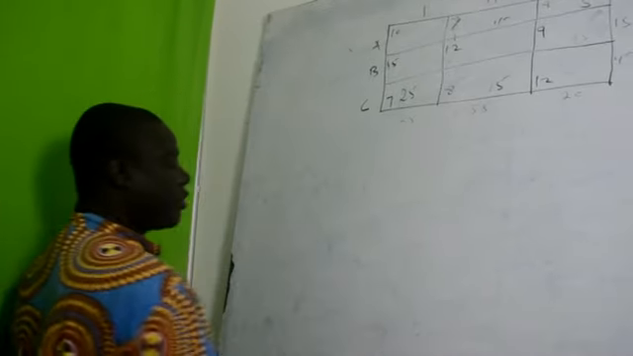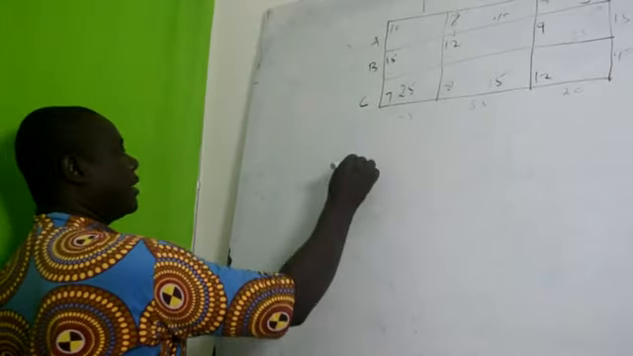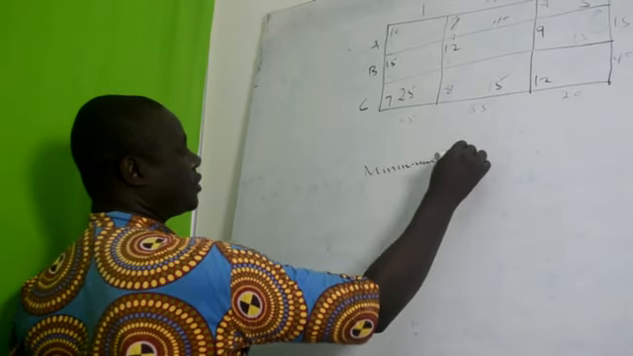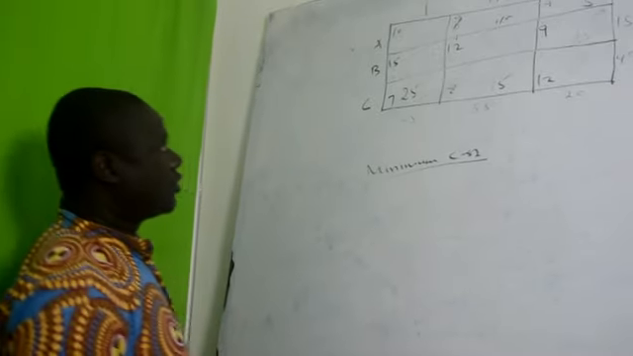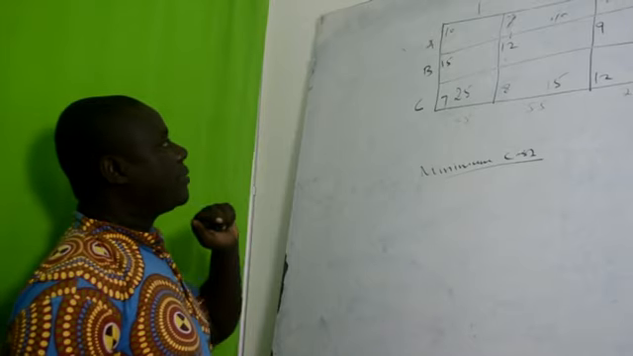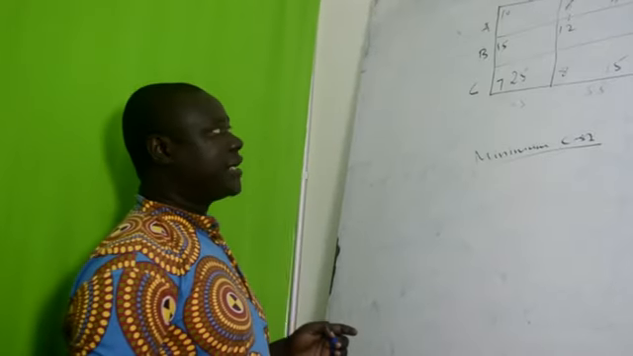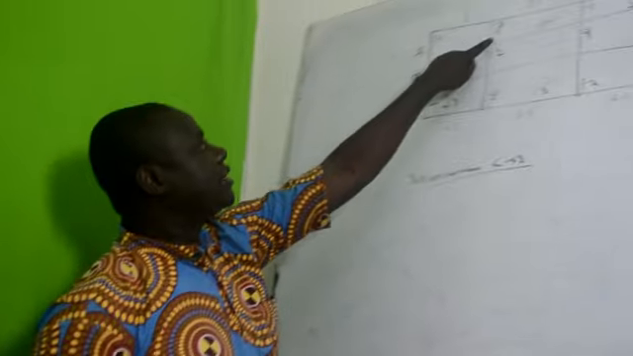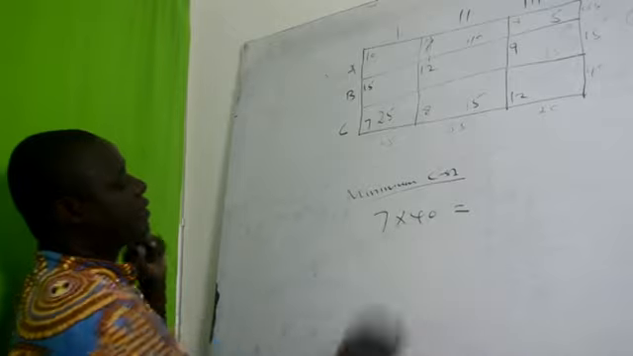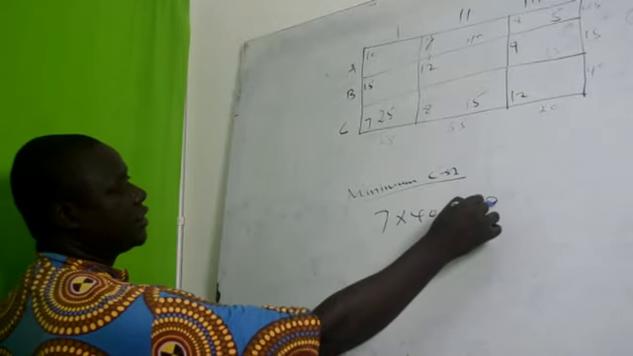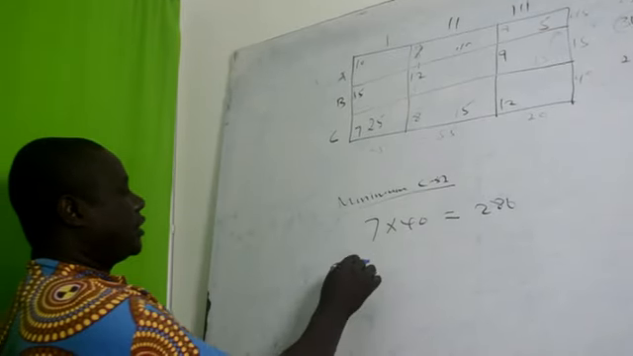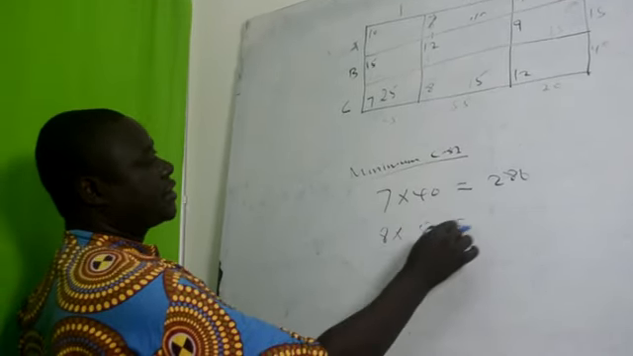Now after filling that table, we have to calculate the minimum cost. How do we calculate minimum cost? These figures that we have inserted, we are going to multiply them with the numbers that were there previously. So for example, this one we had 7, so we are going to have 7 times 40, which gives us 280. Then this one is 8 times 5, which gives us 40.